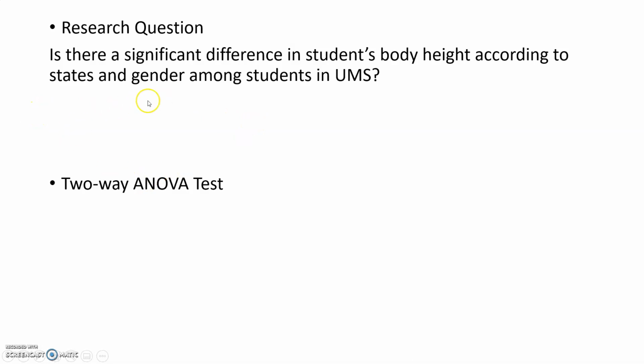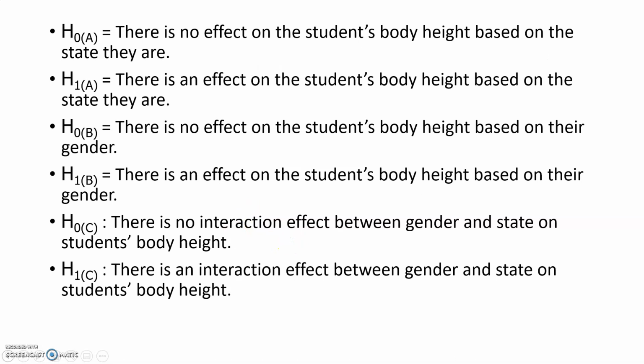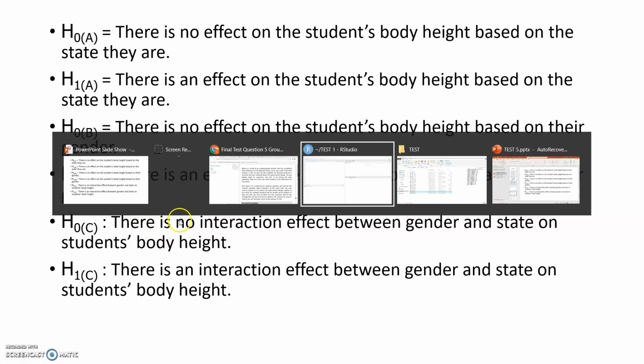Other than knowing the main effects, we can know the interaction effect between state and gender on the body height. So the two-way ANOVA test is suitable for this research question. I have 3 different hypotheses: A is based on the factor state, B is the factor gender, C is the interaction effect. So let's proceed to RStudio.